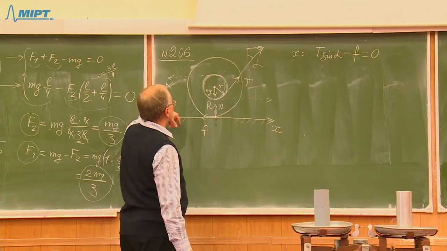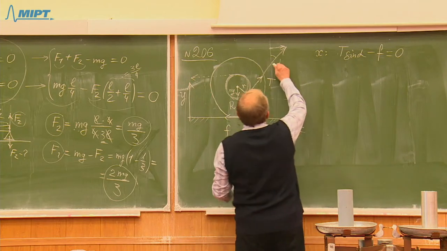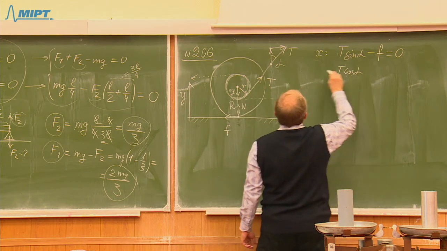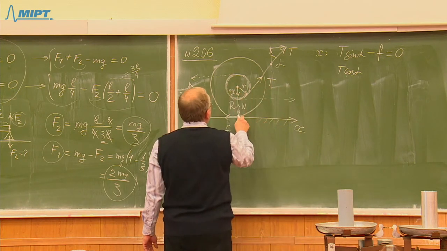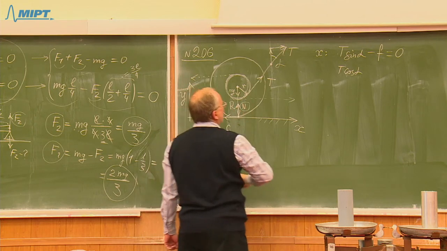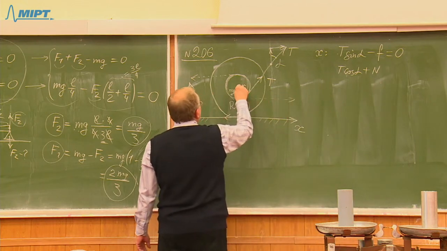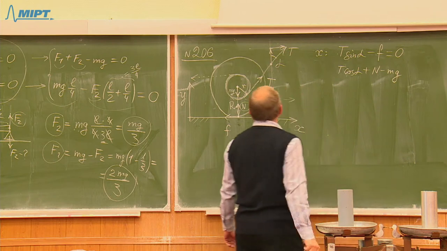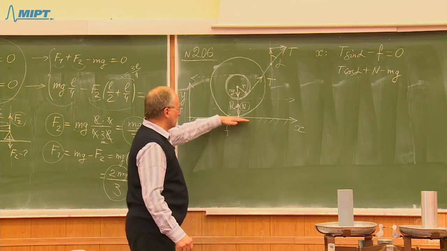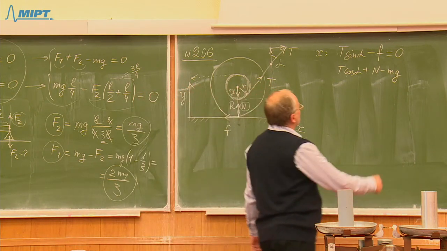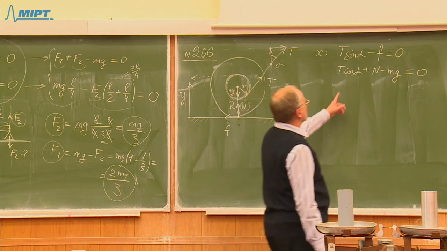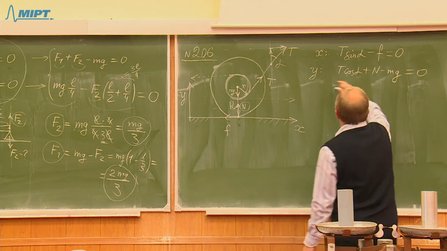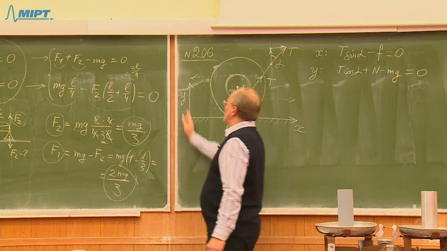Now we consider the vertical components of all forces. We have the vertical component of force T, which will be T cosine alpha. Another positive force which has a vertical component is the force N, the force of reaction, plus N. And another force which has a vertical component is the force of gravity pull mg, with a minus sign. The force F will have no vertical component because it belongs to a horizontal line. So the sum of these three forces must be equal to zero. Such is the equation for the vertical components of all forces, directed along the vertical y-axis.